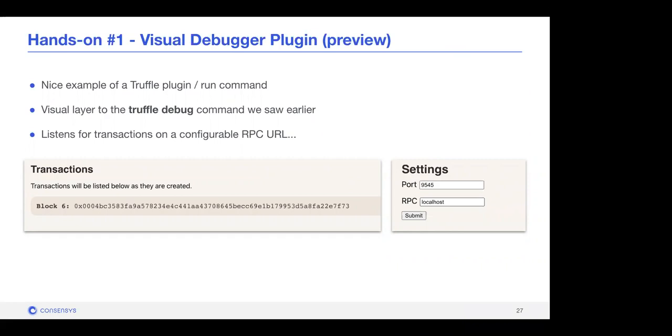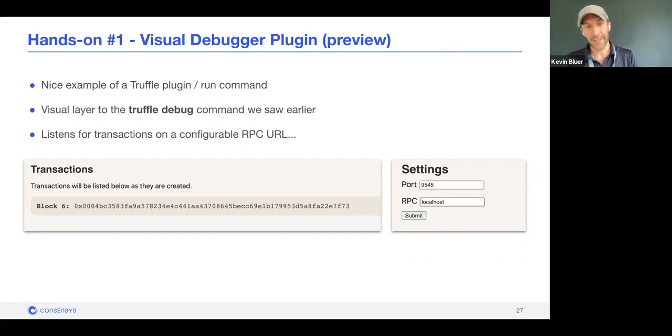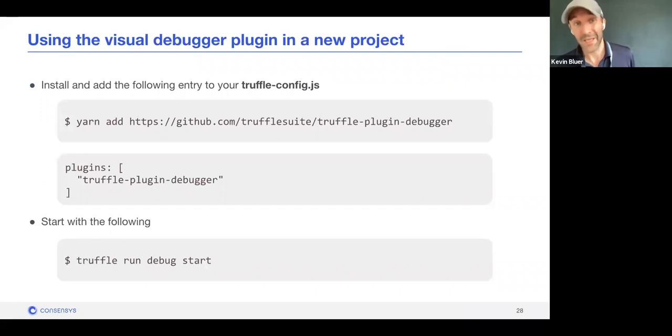The reason I want to show it is because it's neat and might be useful if you want to debug as you're writing your contracts. It's also a nice example of a plugin if you want to consider one for your hack, or as part of your hack, maybe not the whole thing. The way you add it, and I'll show it in a moment, is via a package manager, npm or yarn. I haven't published it to npm yet, so you'd have to add it via the repo, and then add it to your Truffle config. Then you can just do truffle run debug, which is the command name, and one of the subparameters is to start the debugger.